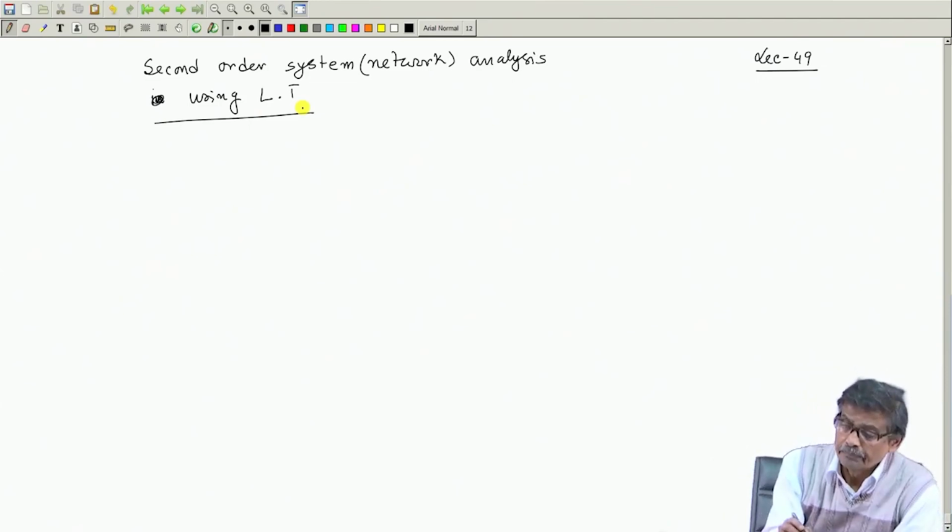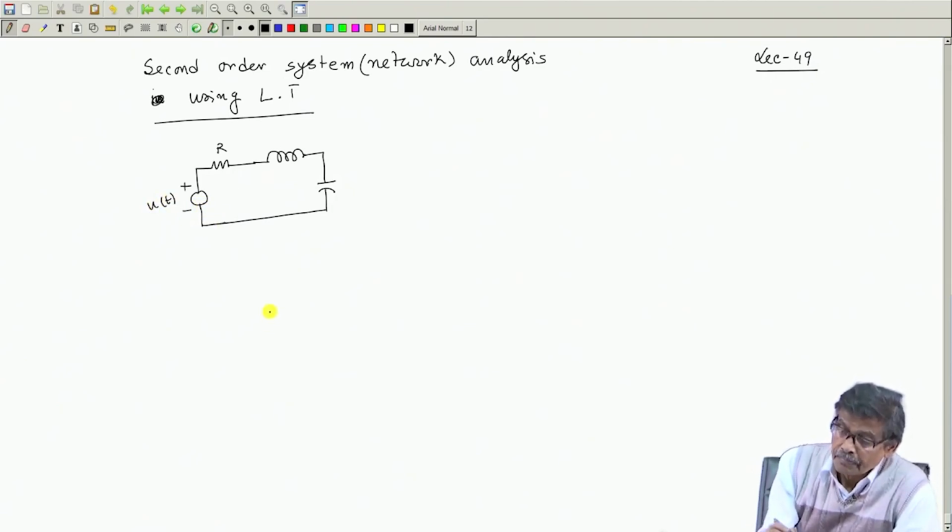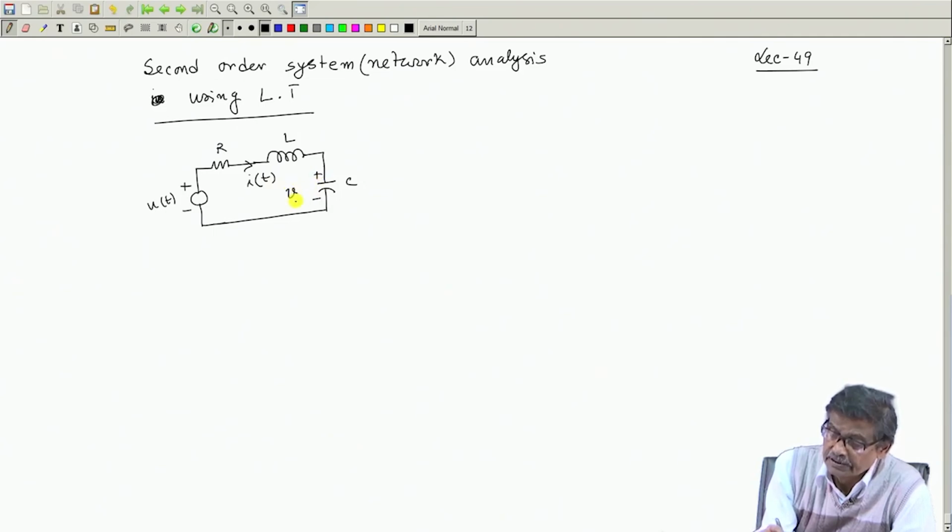So, a second order system in circuit analysis is like this: R, L and C. And we have done this many times, and this is the time domain circuit. This is your u(t), the step input, and this is L and this is C, and this is i(t), and the voltage across the capacitor is vC(t).